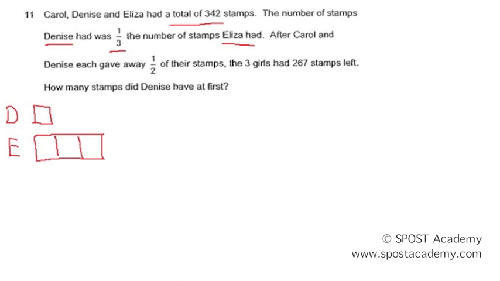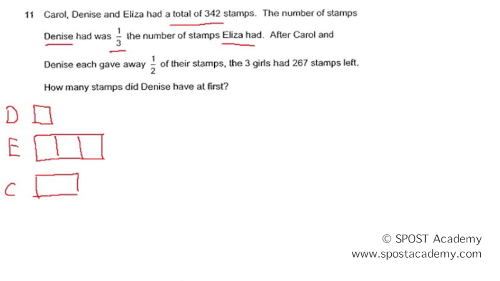The next sentence says that after Carol and Denise each gave away half of their stamps, the three girls had 267 stamps left. Now, in this sentence, they did not say what fraction Carol is of the others. So I would just have to draw Carol as this. I do not know how long the model for Carol is.